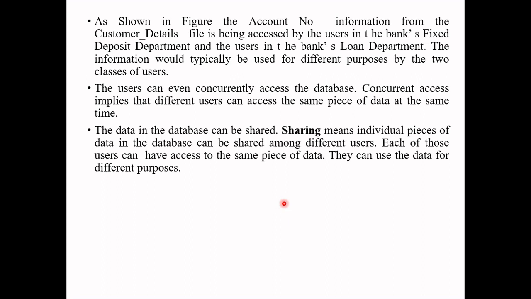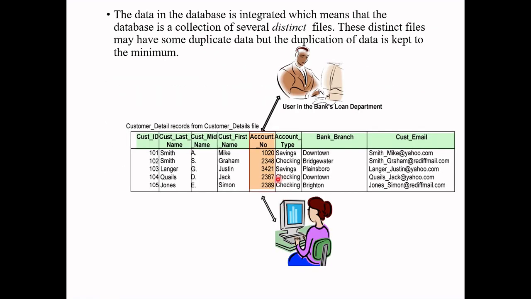The concurrent access implies that different users can access the same piece of data at the same time. See here, at the same time, two different users are using the same data. Okay, it is clearly seen in the diagram, that two different people from two different departments are using the same data at the same time.